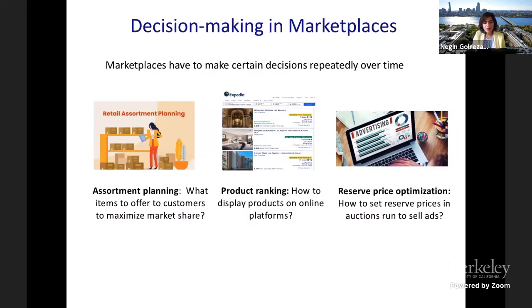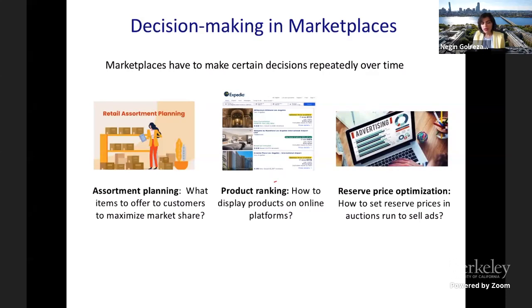Another example is product ranking. The problem is how we are going to display the products on online platforms in order, for example, to maximize consumer engagement. It turns out this is an important problem for online platforms because as humans, we tend to look at the products that are more visible to us. As a result, how and in what order products are displayed is going to influence the customer's decision.